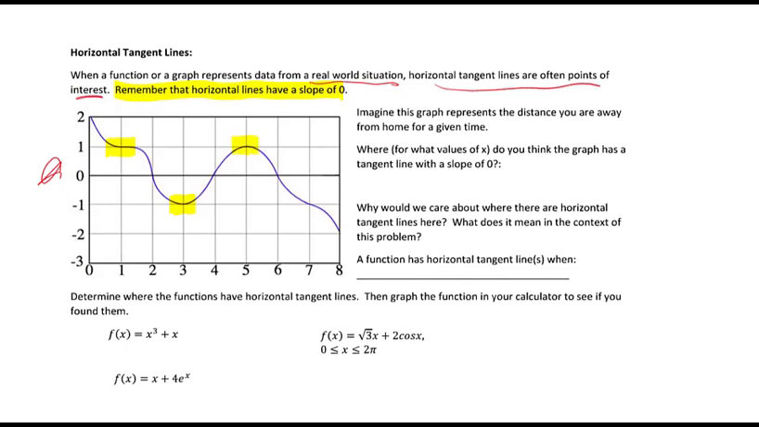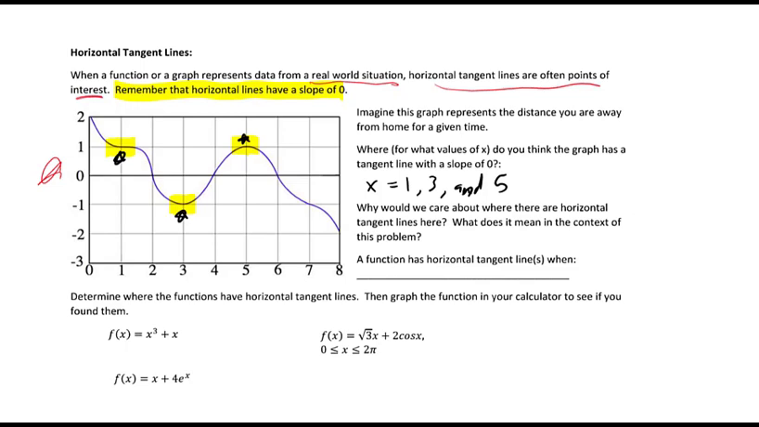At those three instances, at, let's see, 1, 3, and 5, it appears that the slope of the tangent line is going from decreasing to increasing, decreasing to increasing, or from increasing to decreasing. But at that instant, at these instances, it's temporarily 0.